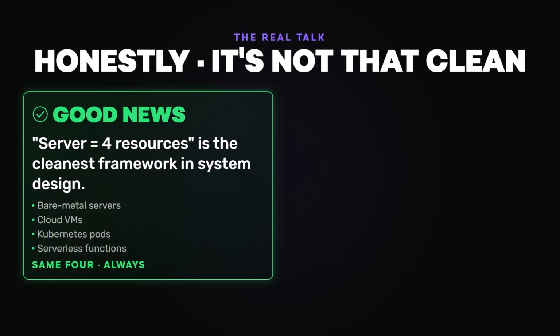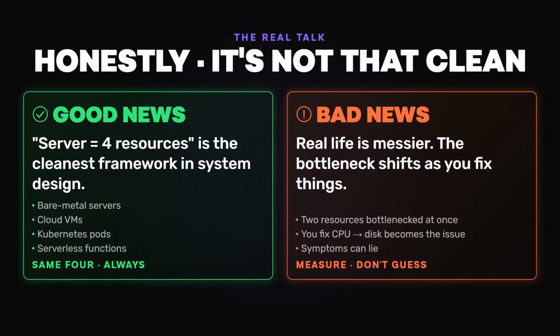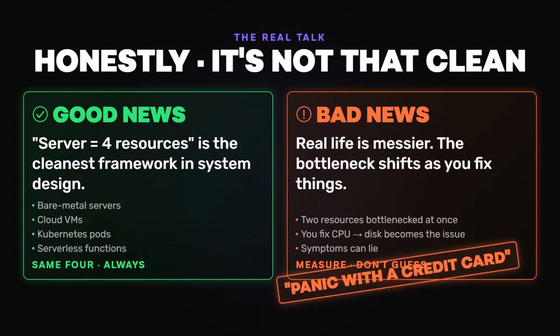The bad news: real life is messier. Sometimes 2 of the 4 are bottlenecked at once. Sometimes the bottleneck moves. You fix CPU and suddenly disk is the new problem. You have to measure, not guess. And here is what people get wrong. They reach for "we need a bigger server" before measuring anything. That's not engineering. That's a panic with the credit card. Always measure first, then decide.